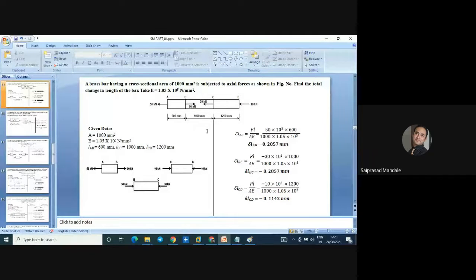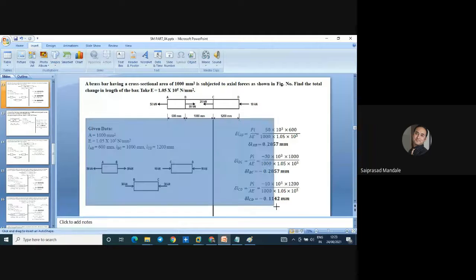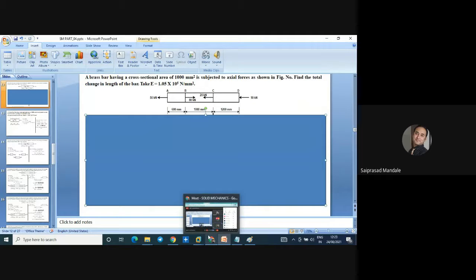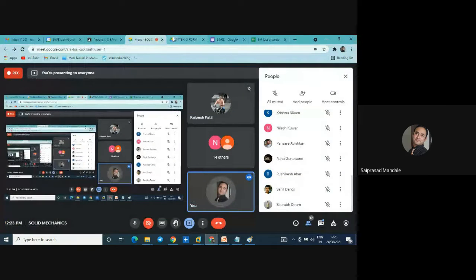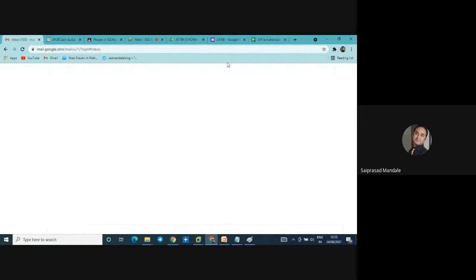This is the next numerical for your homework. The same numerical, but only the magnitudes are changed. The parameters I have changed. I'm going to add this numerical to your Google Classroom. So everybody has to solve this numerical. Let me add this to your Google Classroom directly, so that it will be very easy for you to understand.